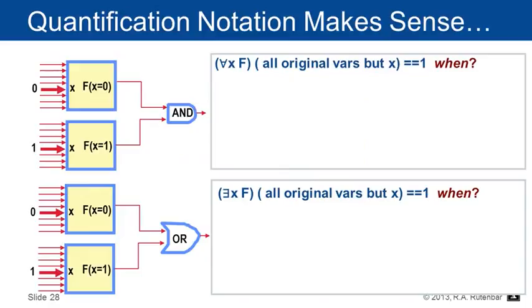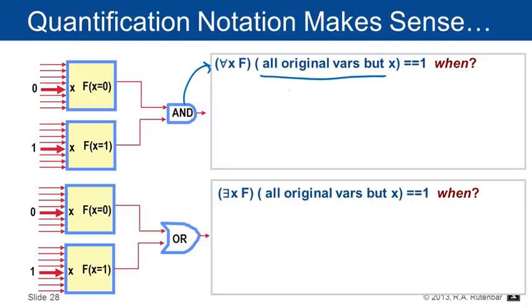All right, so let's go back to the hardware diagram because I find that the hardware diagram almost always helps. So let's look at the universal quantification. That's this guy right here. I AND together the negative and the positive cofactors, and let's ask the question, what makes that thing a 1? Because this thing is a function. It's a function of all of the original variables except x. What has to be true if this thing is a 1?